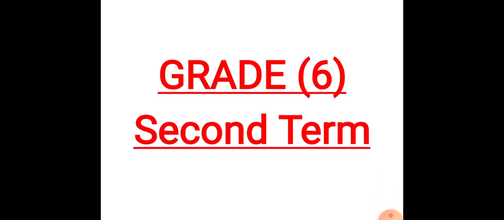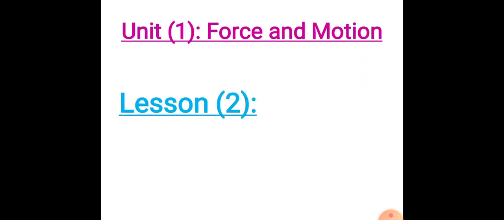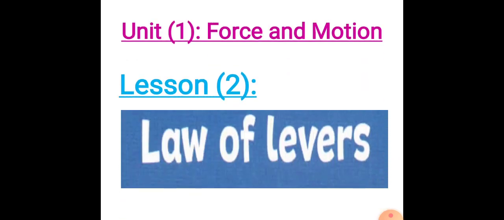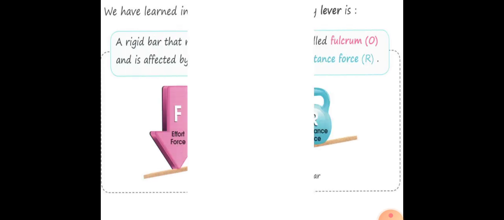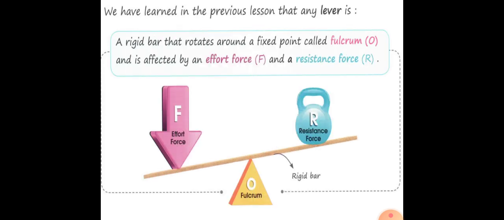Hi, grade 6. Today we will take the second lesson, which is called the law of levers. We finished the first lesson, types of levers, and today we want to know what the law of levers is. We took in the previous lesson that any lever is a rigid bar that rotates around a fixed point called the fulcrum and is affected by an effort force and a resistance force.